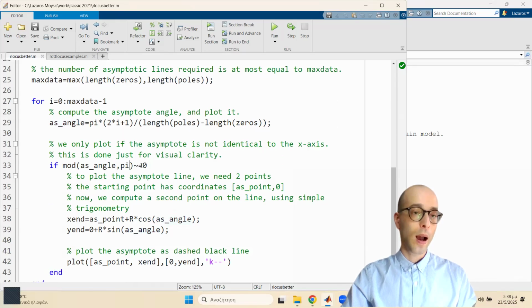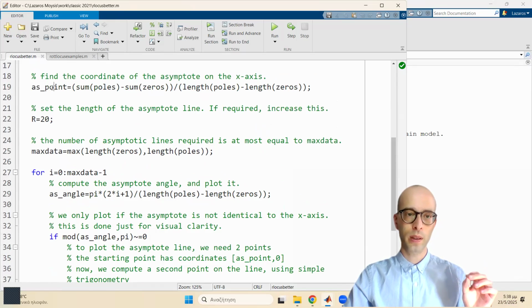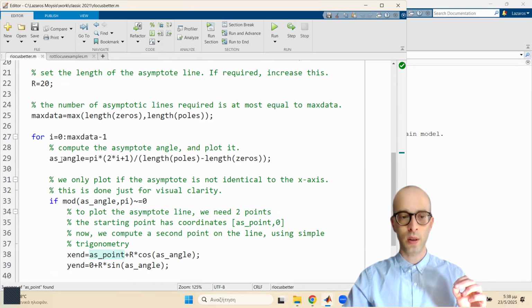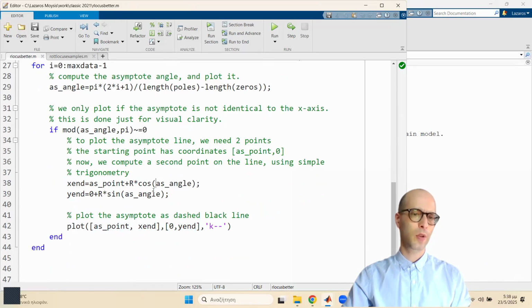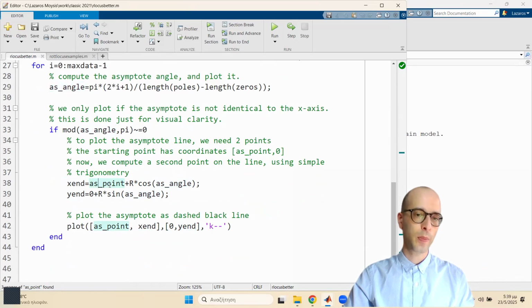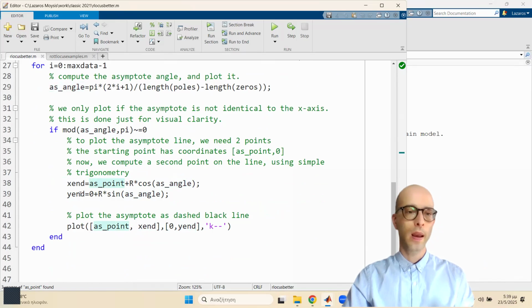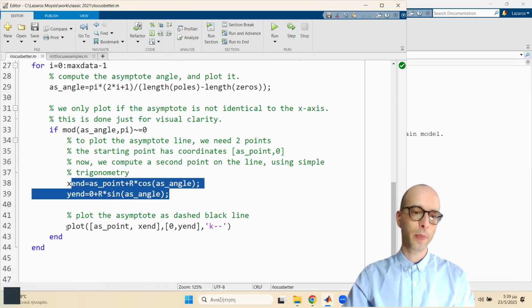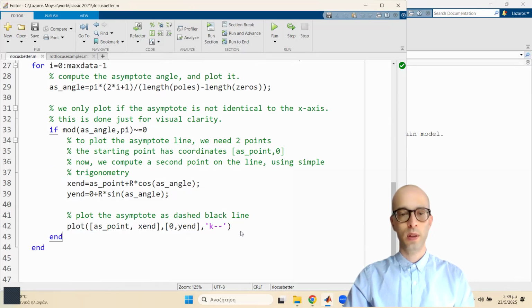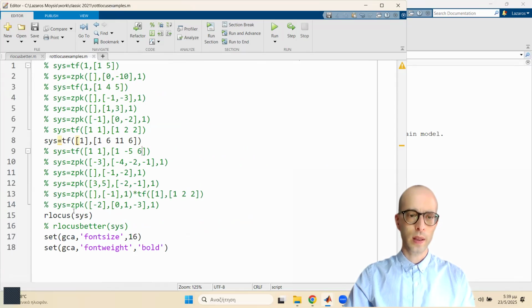In this case, I already have a starting point. The x coordinate is s point and the y coordinate is 0. I need an endpoint for the asymptote, and I compute it as x end and y end using these simple rules, which are basically an application of the Pythagorean theorem. The x endpoint is s point plus r cosine, and the y endpoint is 0 plus r sine. After I compute these endpoints, I simply plot a single line, which is the asymptote, in black color and using a dashed format.